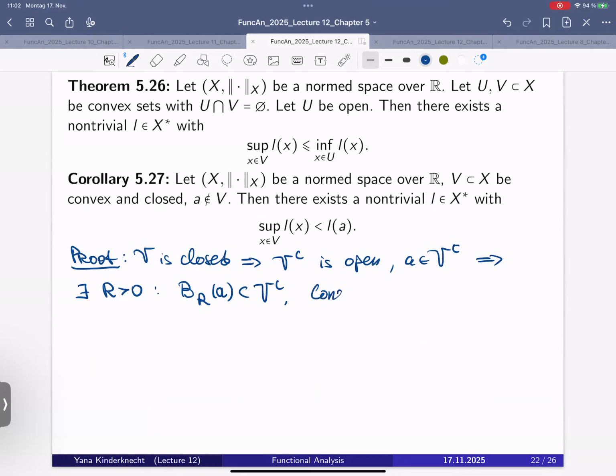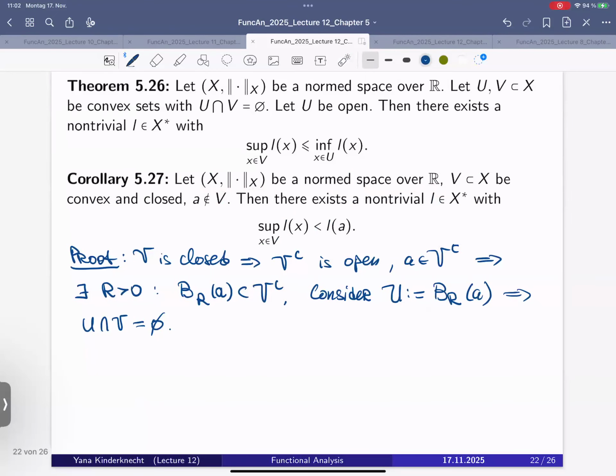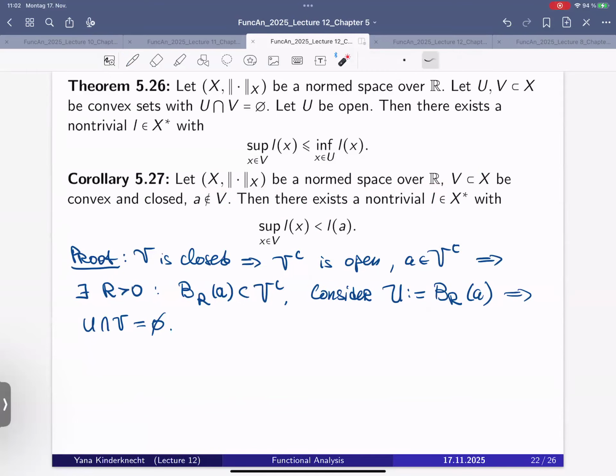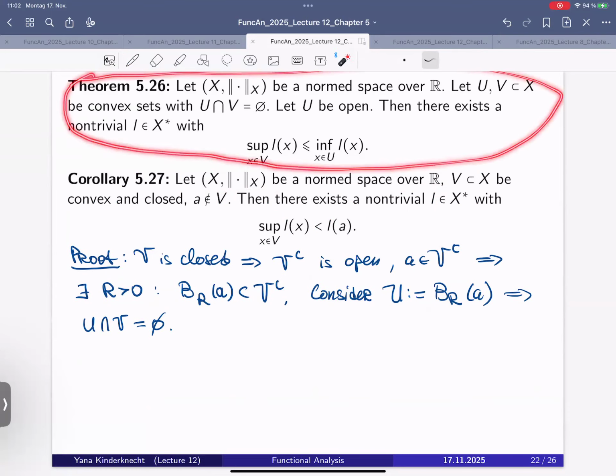So consider U, which is an open set, B_R of A. So V is a closed set, and U is an open set, such that U intersected with V is an empty set. So we may apply the Hahn-Banach separation theorem.